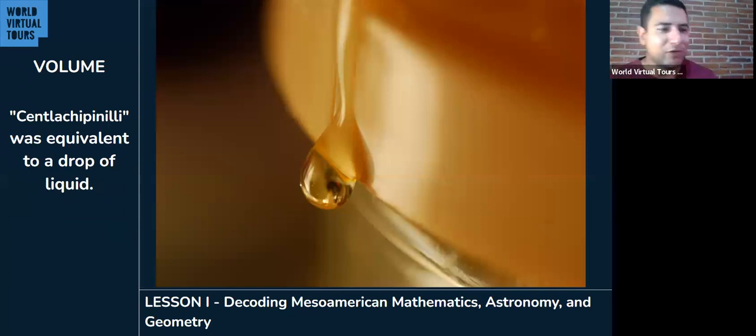Another measure for the volume was the Centla chipping wheelie, which was equivalent to a drop of liquid, just a drop, okay? A drop of what? I mean, what liquids did they use? They had no milk.